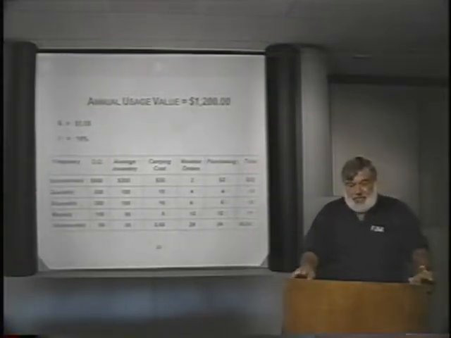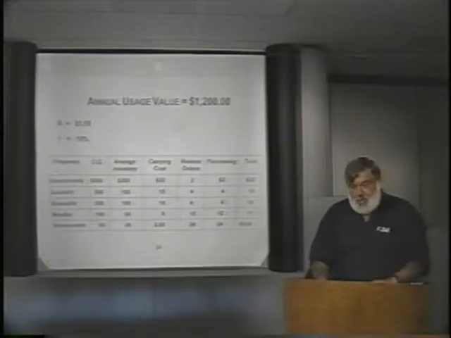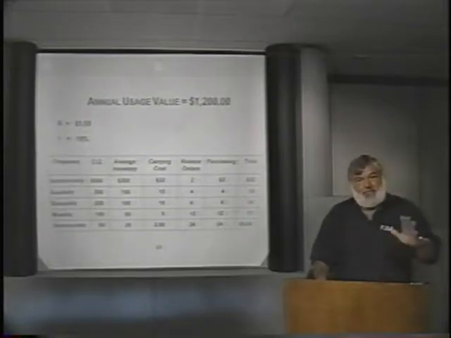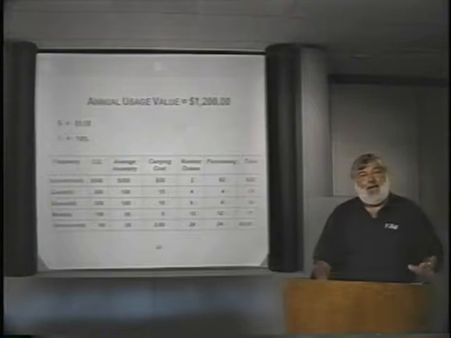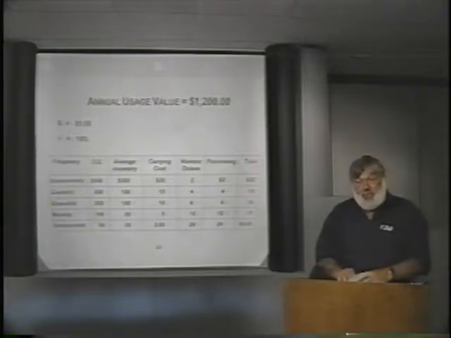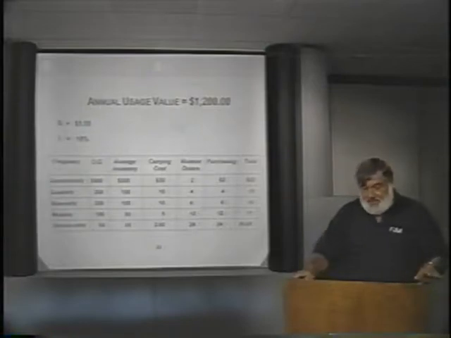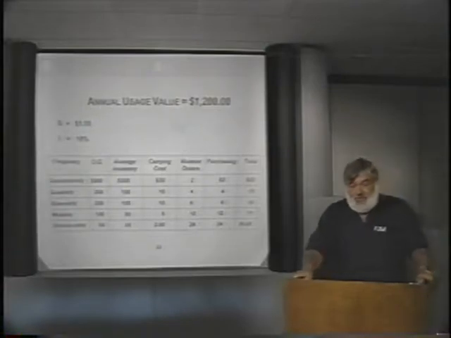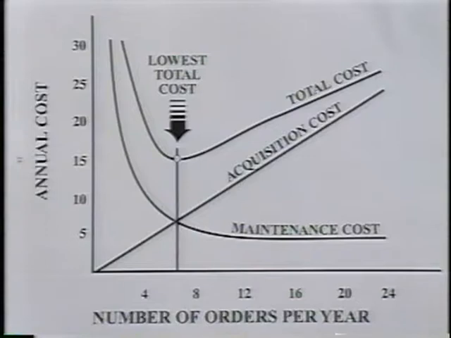The usage curve, or the ordering curve, is a straight line, and the carrying cost curve is a geometric curve. And if you would turn the page, we have those three curves all defined for you in what we call the EOQ analysis.